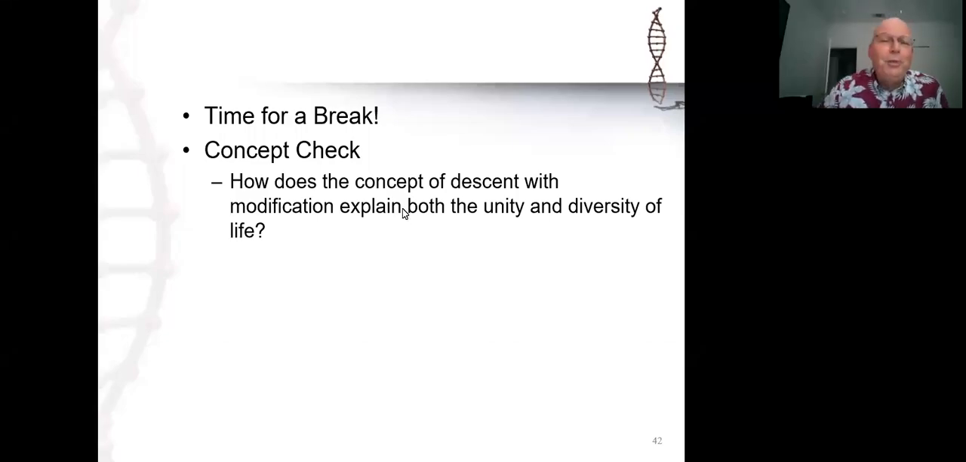So welcome back again from the break. Let's look at the concept check question so we can keep moving. So how does the concept of descent with modification explain both the unity and the diversity of life?